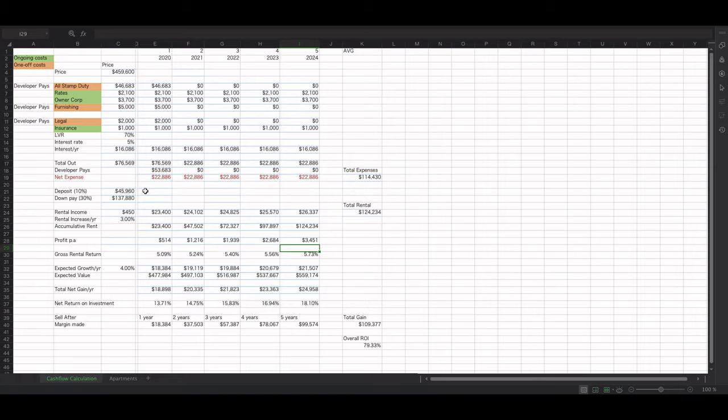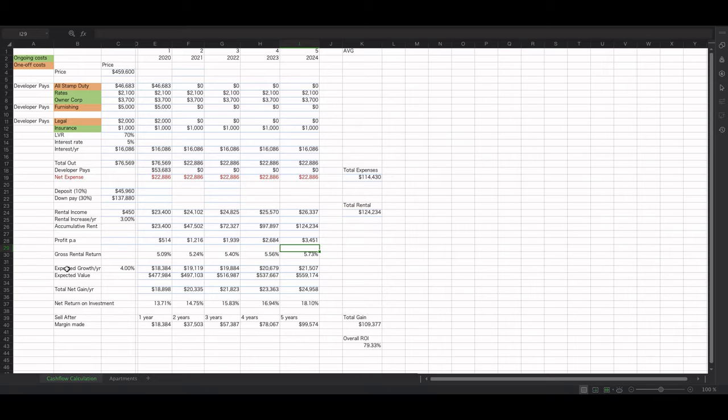And we also assume there's going to be a 3% rental increase, which is usually the case. Okay, and $450 per week. So these are the assumptions that we use in this calculation, just for demonstration purposes only.